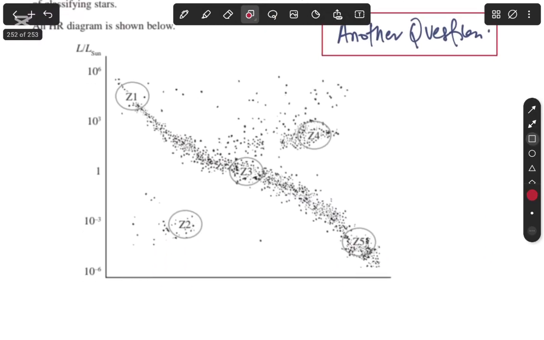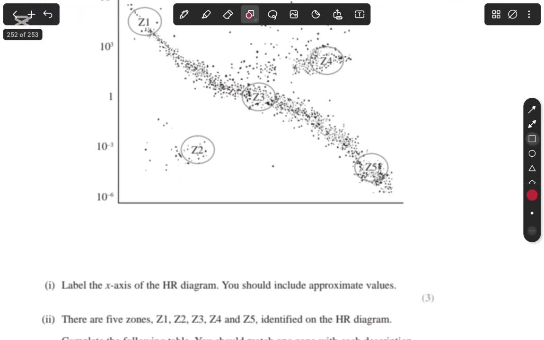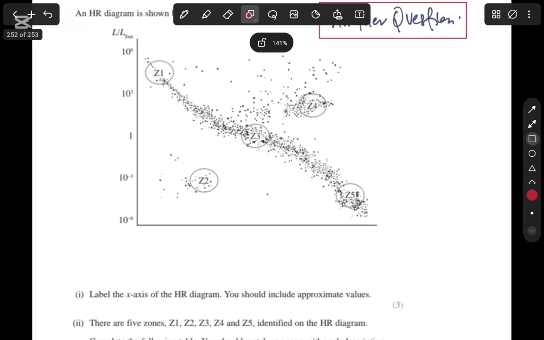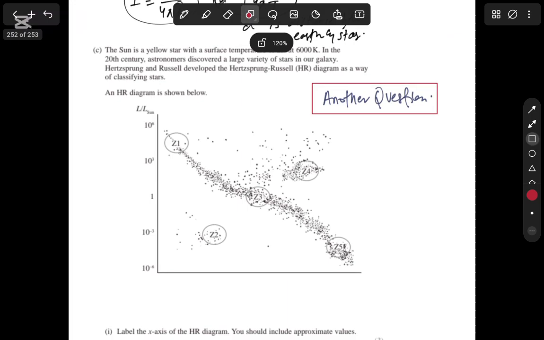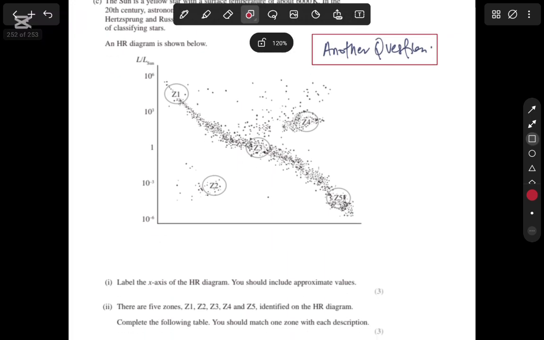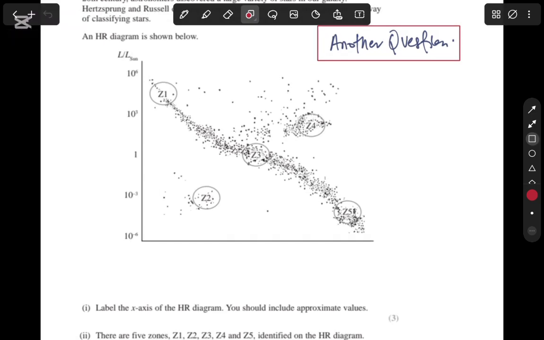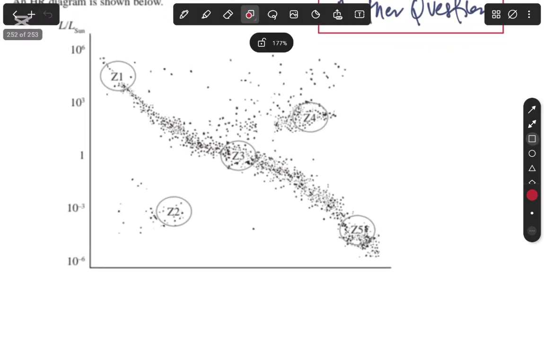below. It says label the x-axis of the HR diagram. You should include approximate values. Okay, so I want you to try this question out yourself, and then we will try the question together. So first of all, let's go with the basic thing. So this is temperature.